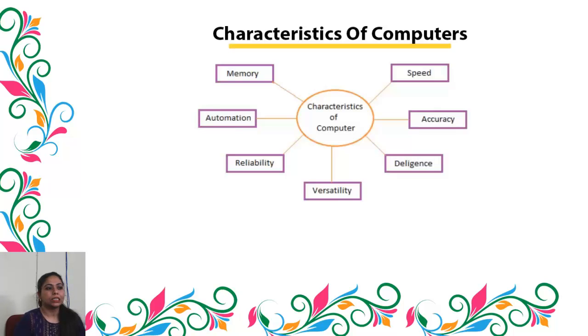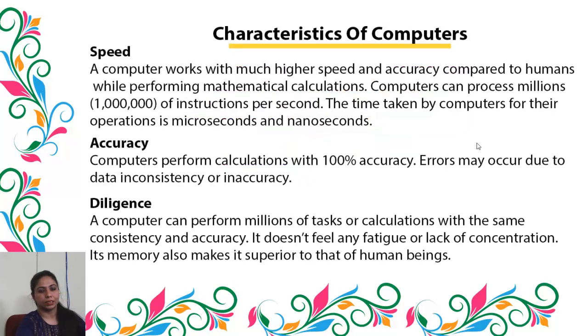Okay, so this diagram on your screen is showing you the characteristics of a computer system, which includes memory, automation, reliability, versatility, diligence, accuracy and speed. So you'll have to memorize this diagram, and whenever it is required to mention the characteristics of a computer, it is good if you can draw this diagram along. Okay, so now let's see in detail what these characteristics are all about.